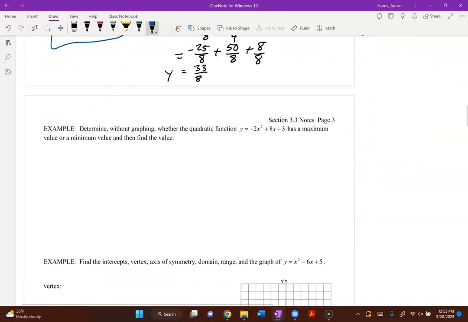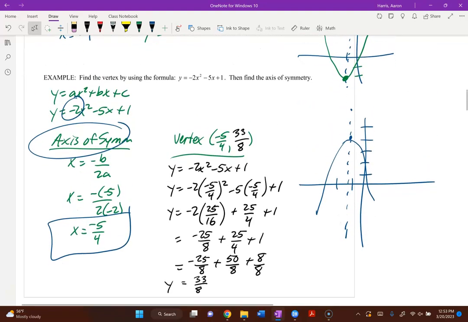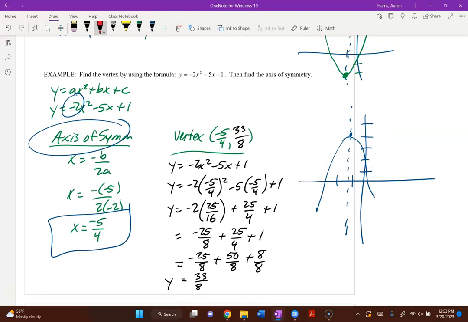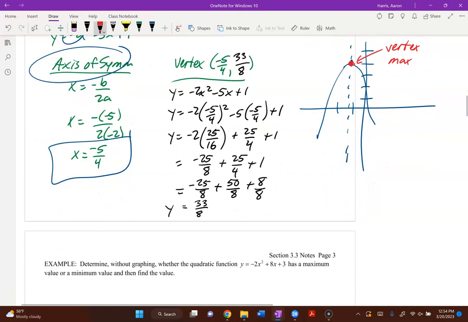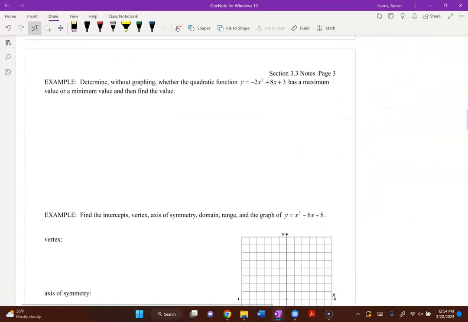All right, let's keep going here. Let me go back to this for just a second. Notice it opens down. What do we call the highest value right there? Yeah, it's our vertex, and it's also our max value there. It's an absolute max right here. Whereas if it opens up, like this one right here, at this vertex, that one would be a what? Minimum. Yeah, that would be our minimum. So it matters. If it opens down, we have a maximum. If it opens up, we have a minimum.